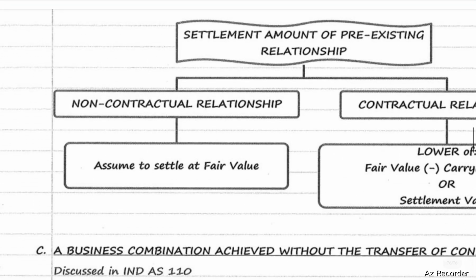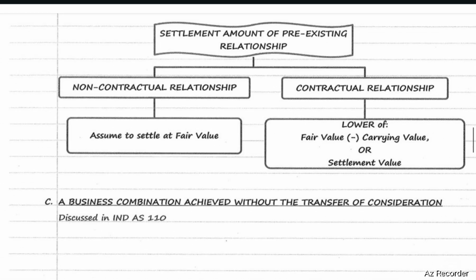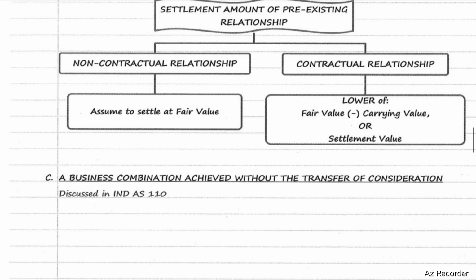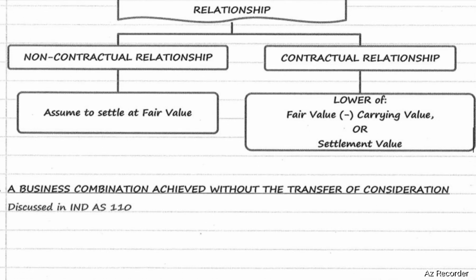Settlement amount of pre-existing relationship. In case of non-contractual relationship, it is assumed to be settled at fair value. In case of contractual relationship, the settlement amount will be lower of fair value less carrying amount or settlement value, whichever is lower.